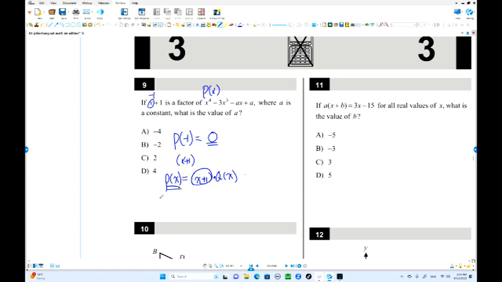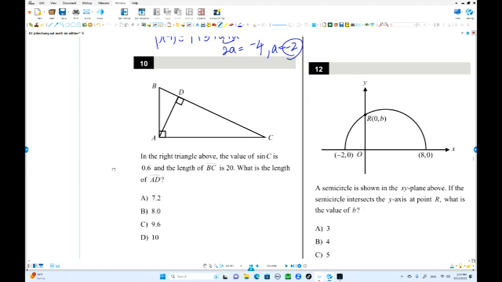So p of negative 1. This is positive 1, plus 3 times negative 1, plus a. That must be equal to 0. Okay? So 2a equals negative 4. So a equals negative 2, isn't it? Okay, that's the answer.